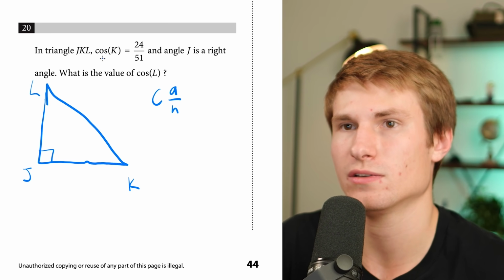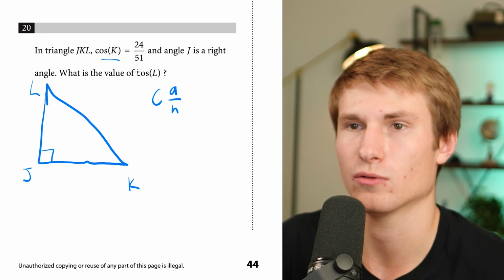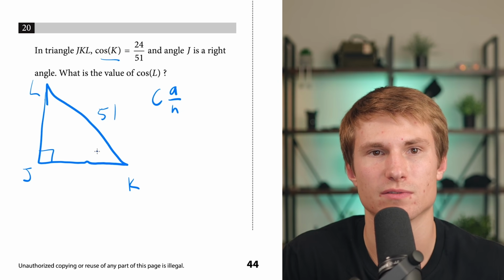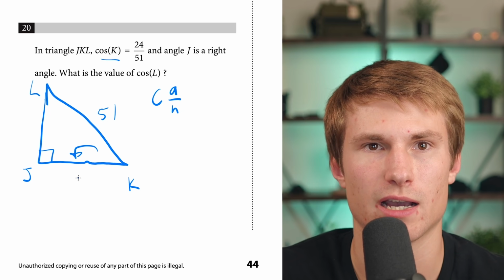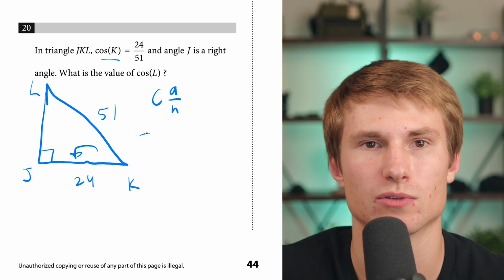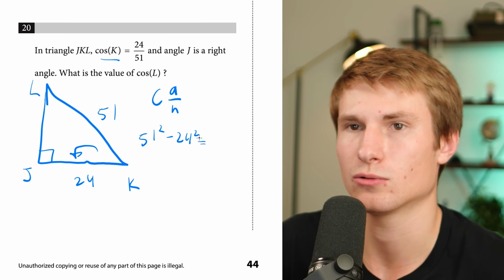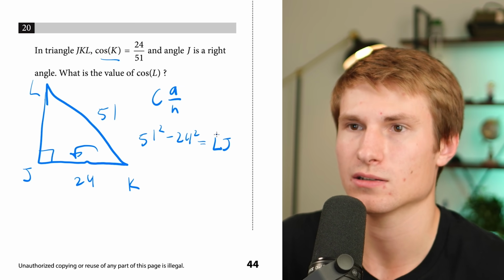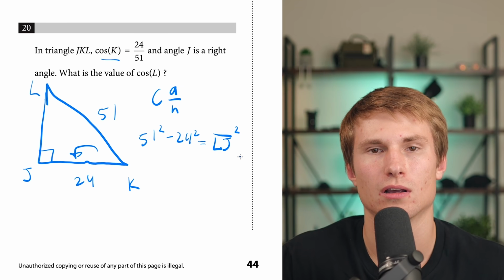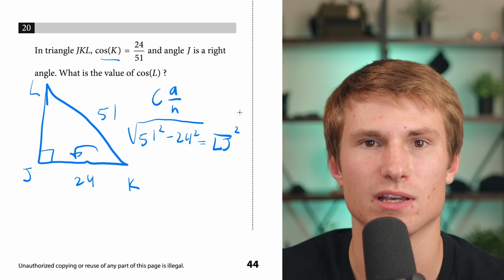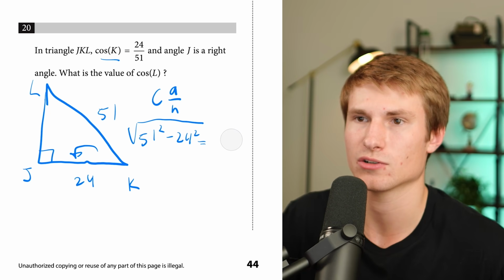We also know that the value of the cosine of K is 24 over 51. If the cosine of K is 24 over 51, we know our hypotenuse is 51 and the adjacent side length is 24. So from here, we'll do 51 squared minus 24 squared is equal to LJ squared. Then we'll take the square root of all this, and the square root of LJ squared will give us the length LJ.